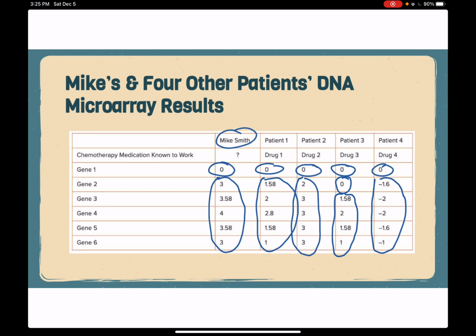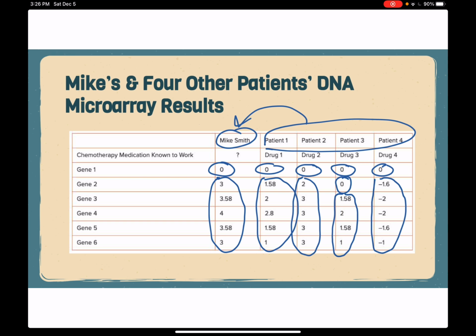So you can see that even though it might be the same type of cancer, they can all have different gene expressions. And so our job today is to figure out which set of numbers between patient 1, 2, 3, and 4 are most similar to Mike's set of numbers. Okay, and just by looking at it, that's really hard to figure out which set of numbers is most similar to another set of numbers.